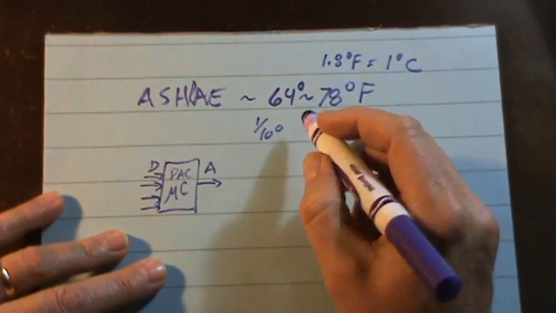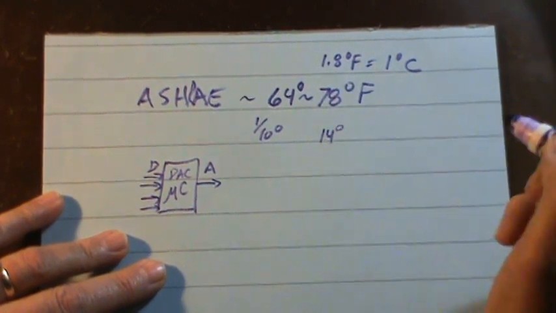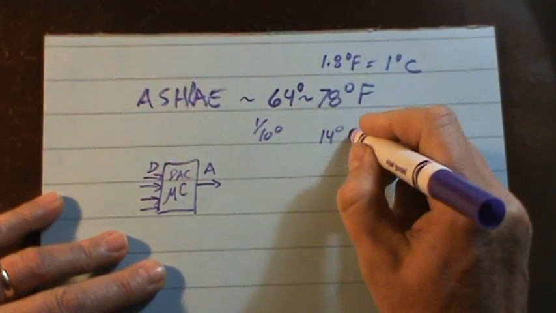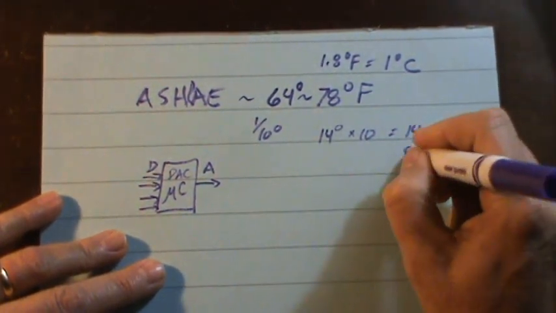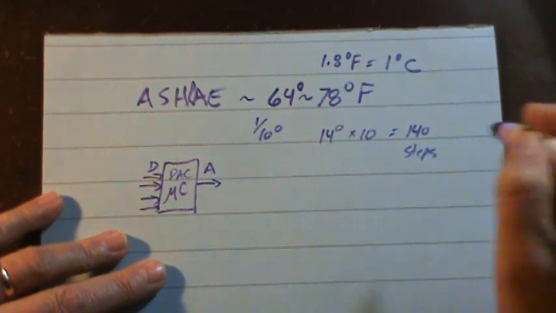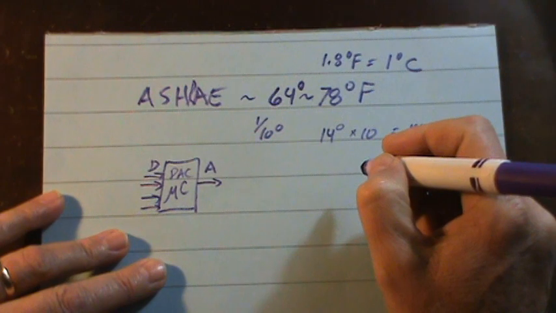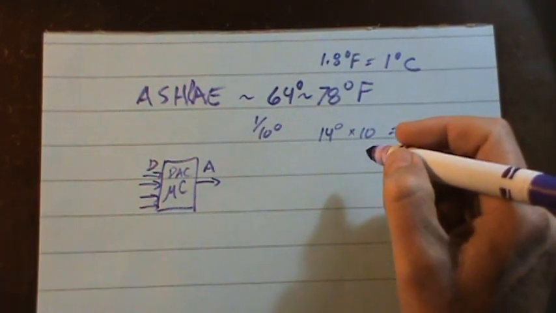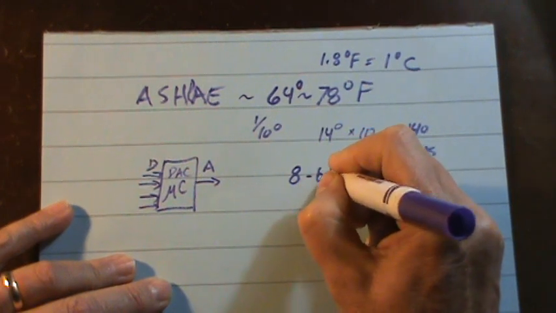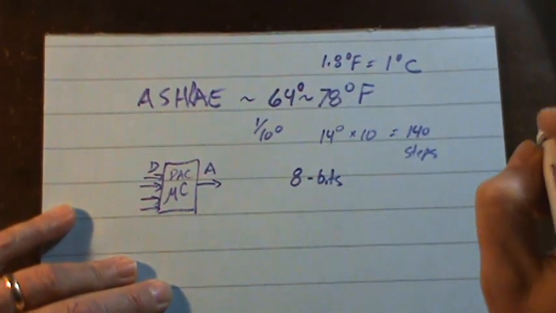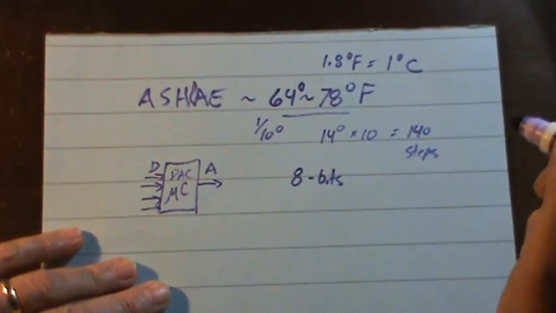Okay, so if I want to go from 64 to 78, that would be 14 degrees. And times 10 steps per degree would be 140 steps, right? So you know that 2 to the 7th is 128, so that's not quite enough, so you might assume therefore 8 bits. Alright, so that's one assumption, based on what kind of range you need.